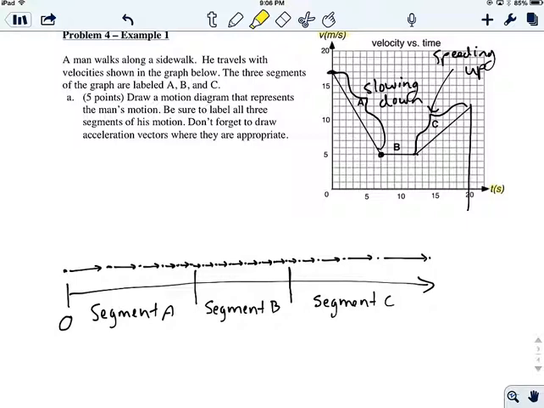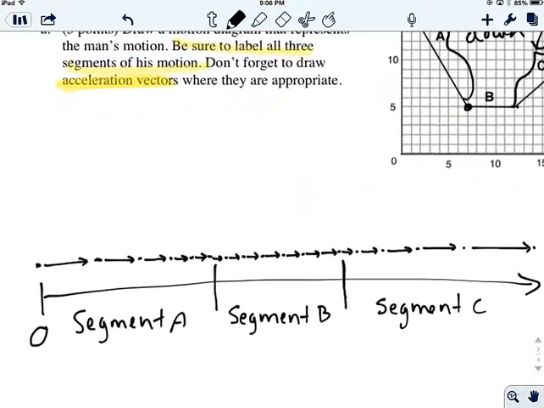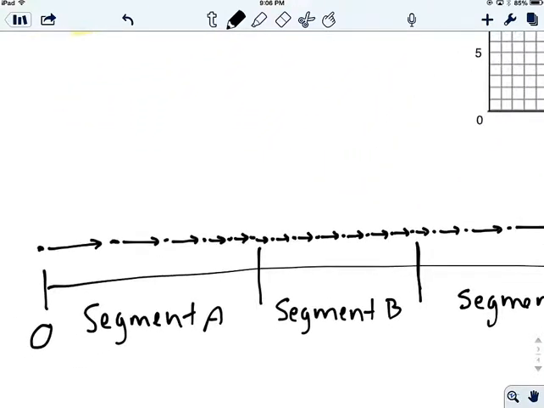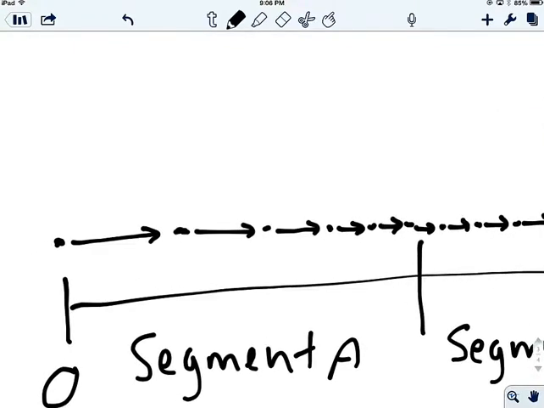Because remember it says, so we labeled all 3 segments, that's good. But it says don't forget to draw acceleration vectors, okay? Where they're appropriate. So we need to draw some acceleration vectors on here. So when I look here, remember that my acceleration vectors always point towards the big arrows. Okay, so in segment A, slowing down means my acceleration is going to go against the current here.